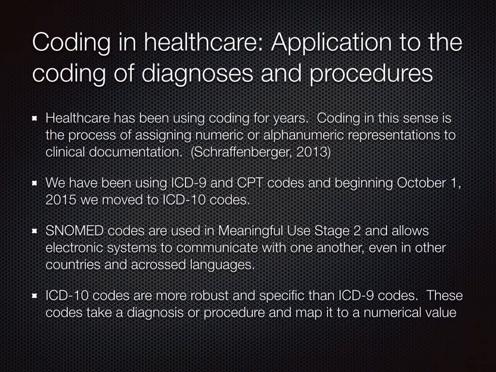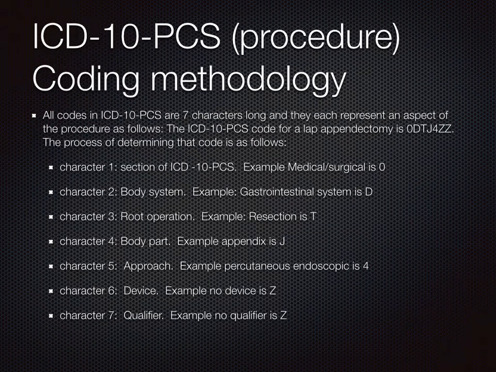They're more robust and specific than ICD-9 codes, and what they do is take a diagnosis or procedure and map it to a numerical value. This next slide shows how it does. The example is a laparoscopic appendectomy, and all ICD-10 PCS codes are 7 characters long. The first character is the section of the ICD-10 PCS, and for a lap appy, the section is 0, or medical surgical. The second character refers to the body system, and this is in every ICD-10 code. The body system in this case is the GI system, which is given the category of D.